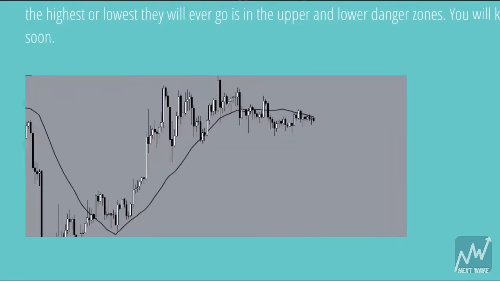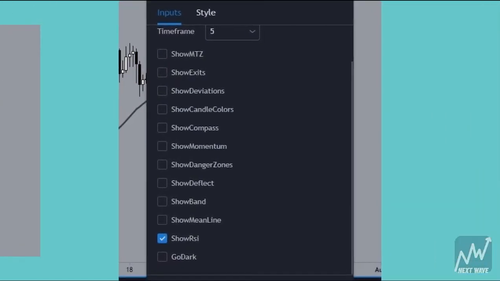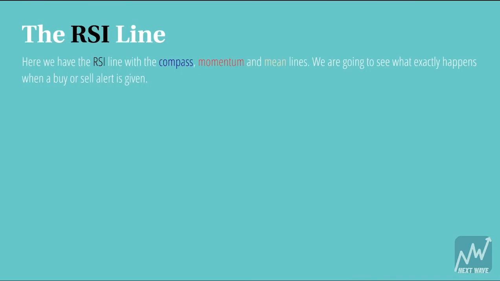So here we have an example of the RSI line. And you will toggle the RSI line on and off by pressing here. Here we have the RSI line with the compass, momentum, and mean lines. We're going to see what exactly happens when a buy or sell alert is given.